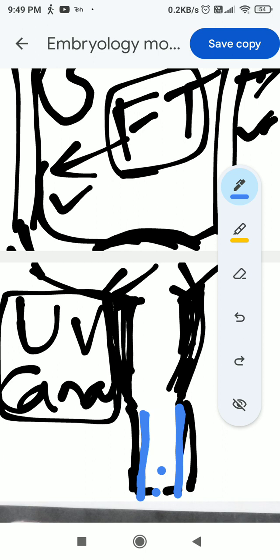I hope this helps with the development of the fallopian tube, uterus and vagina. Once you understand this, in the next video we will see the developmental anomalies related to this.